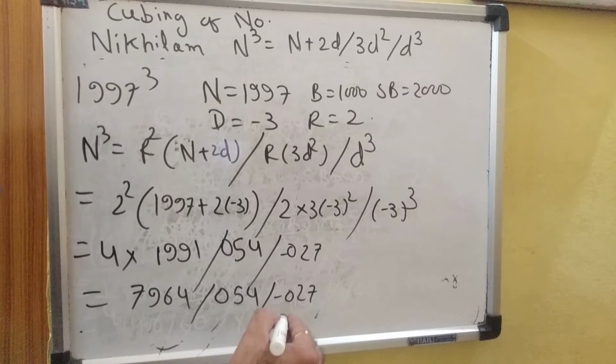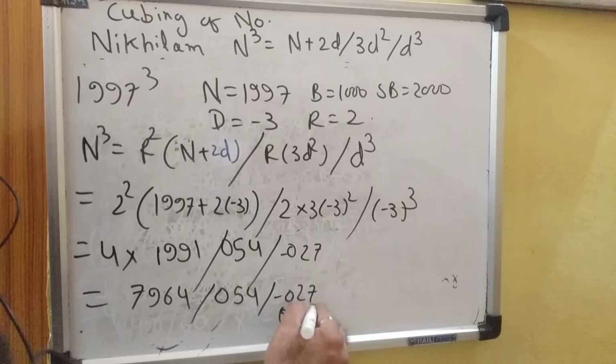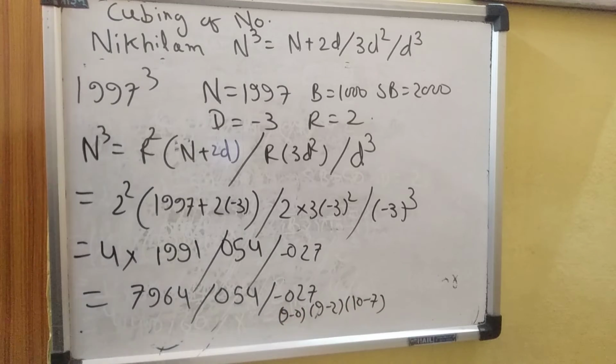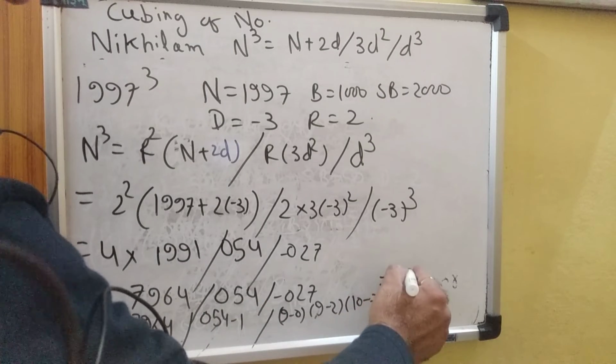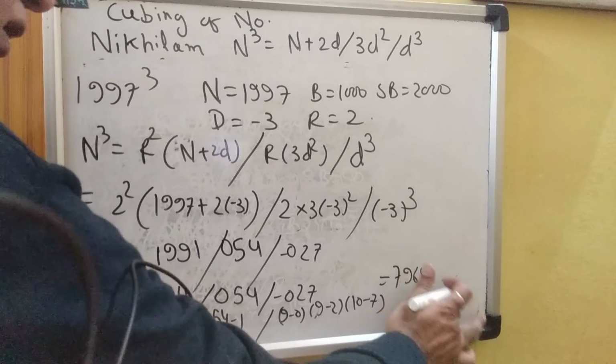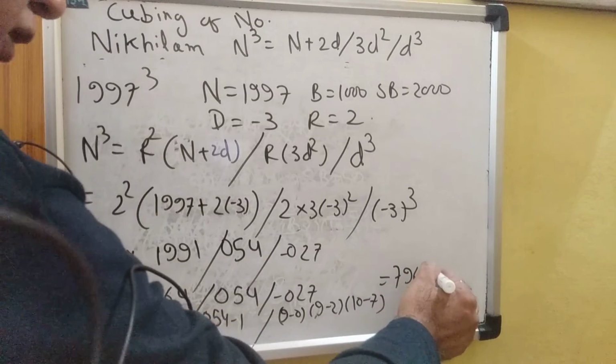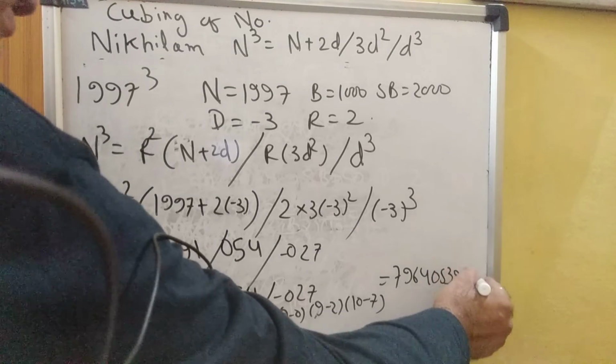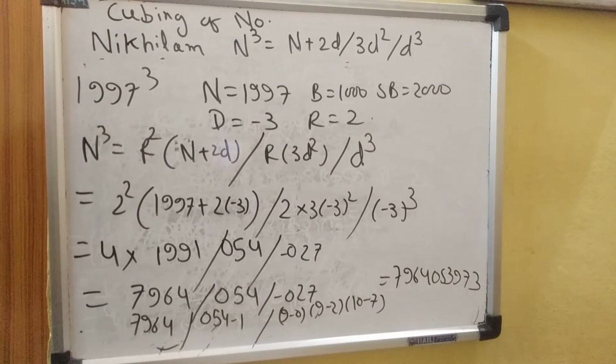To make the rightmost part positive, we use Nikhilam by subtracting every digit from 9 and last digit from 10, and use Ekanyunena. In middle part, we reduce middle part by 1 and leftmost part will remain the same. So our final answer is 7964053973. This will be the answer.